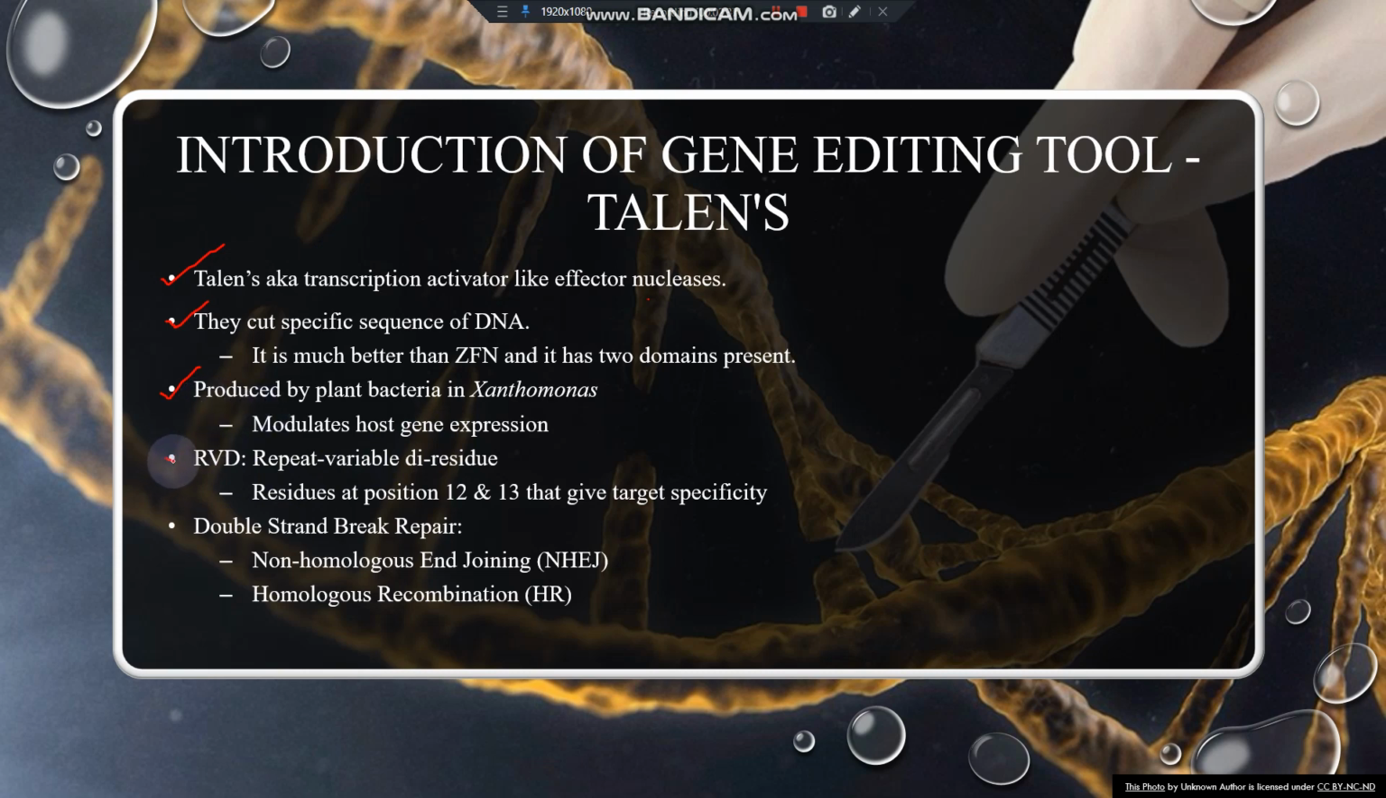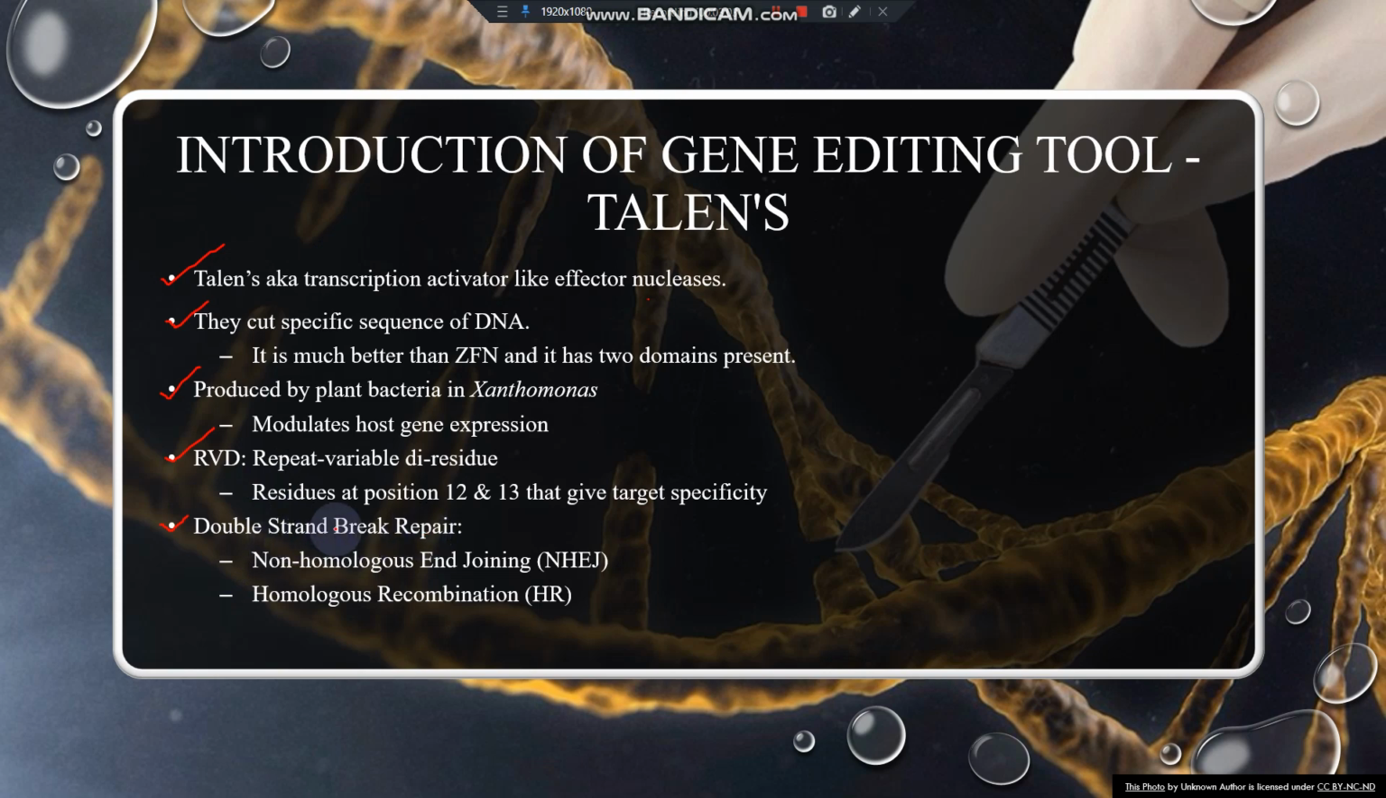Now we have RVD and double strand break repair. RVD is repeat variable diresidue, basically the amino acid residues at positions 12 and 13, which give TALENs target specificity for where they have to bind.